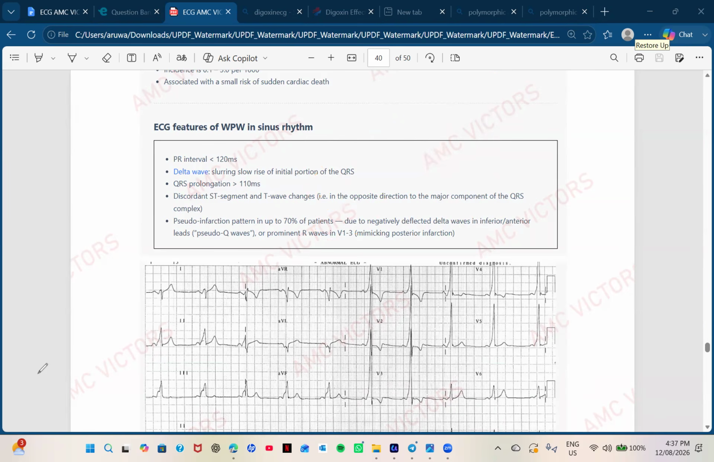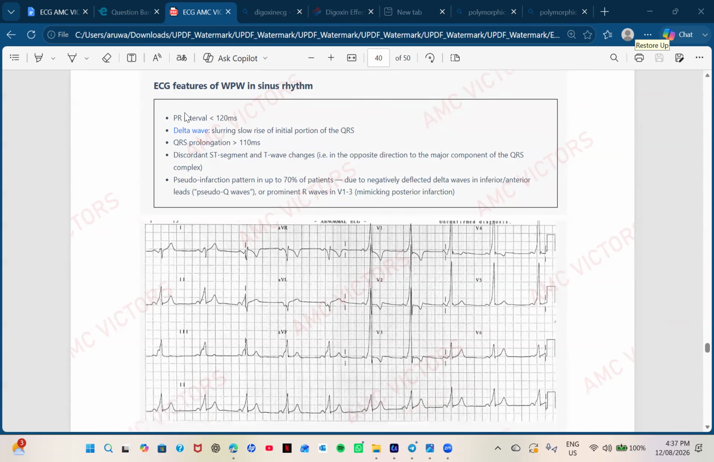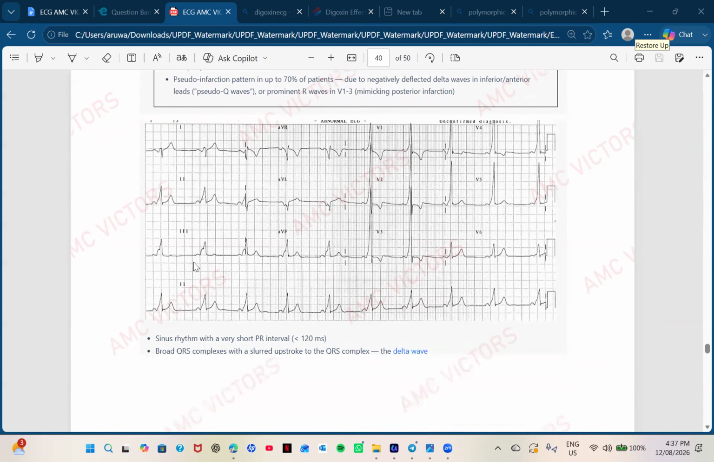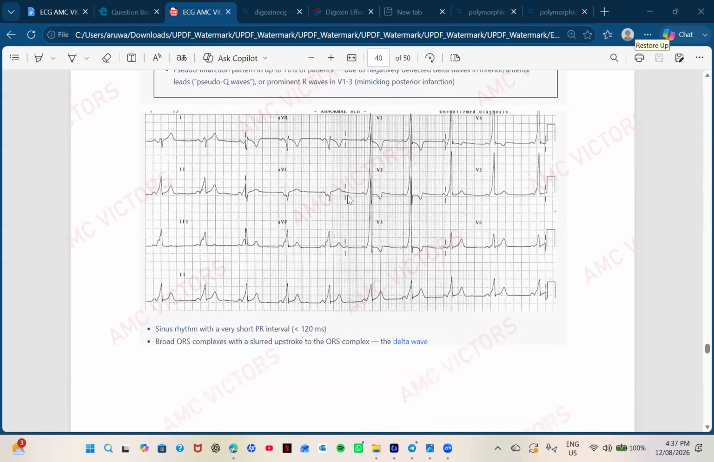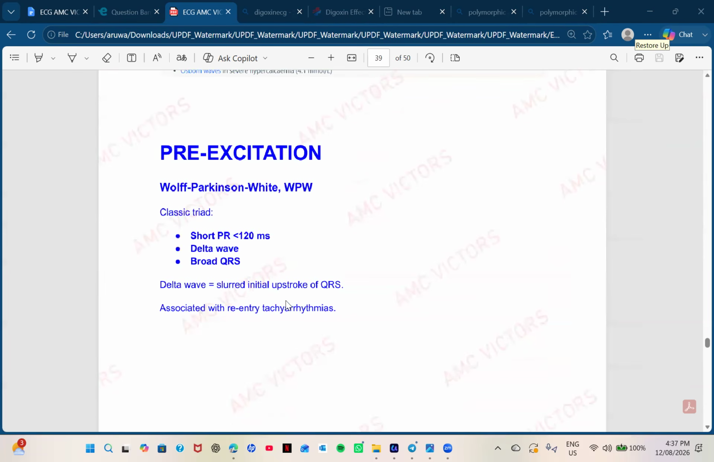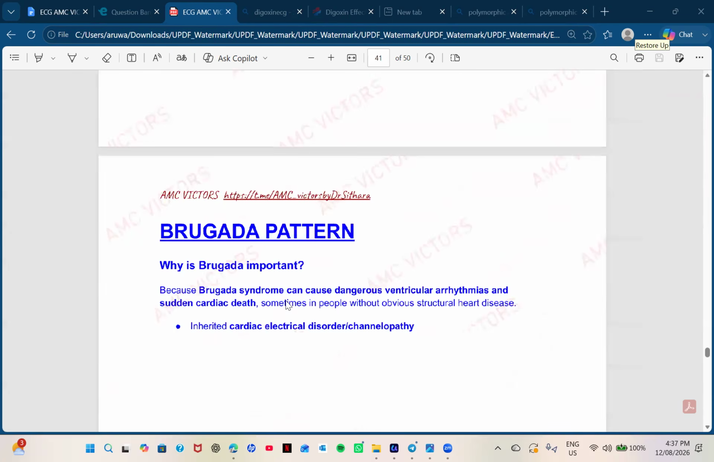Once you remember how the delta wave presents, you can think that because of the delta wave, the other things can happen. Because of the widening, there's a QRS prolongation, and because of this widening, the PR interval gets reduced. This is the typical presentation with delta waves, right? Okay, so Wolff-Parkinson-White. Easy.